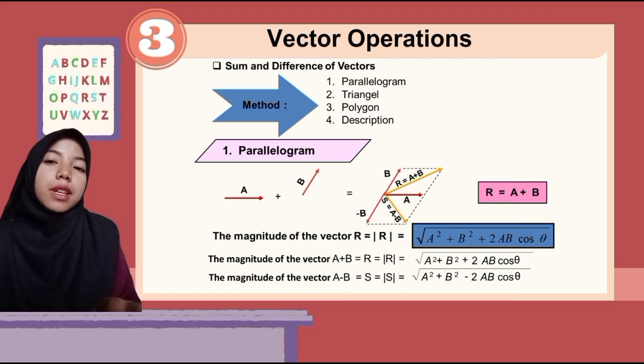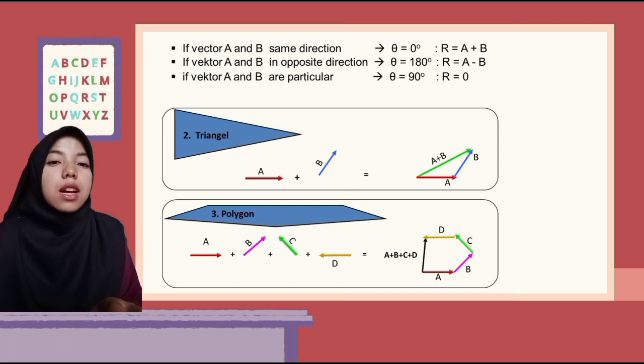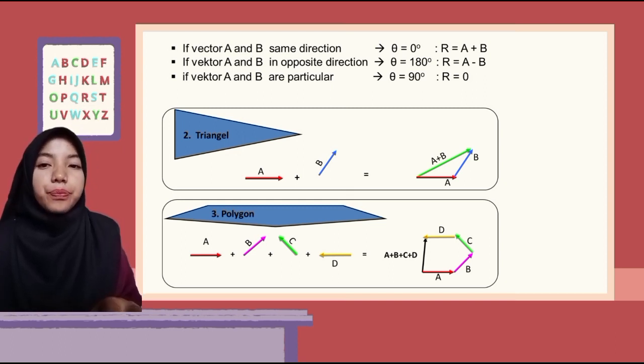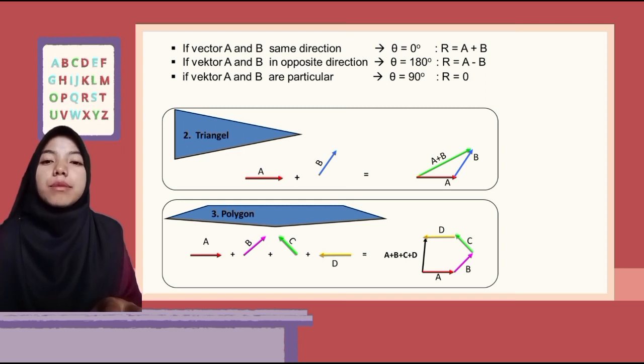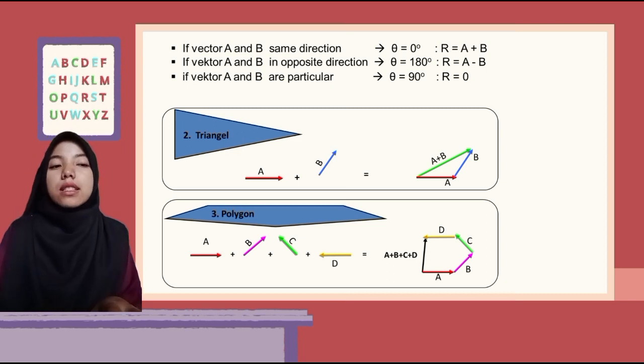A plus B becomes AB if vectors A and B are in the same direction. Theta is 0 degrees. R is A plus B. If vectors A and B are in opposite directions, theta is 180 degrees. R is A minus B. If vectors A and B are perpendicular, theta is 90 degrees.